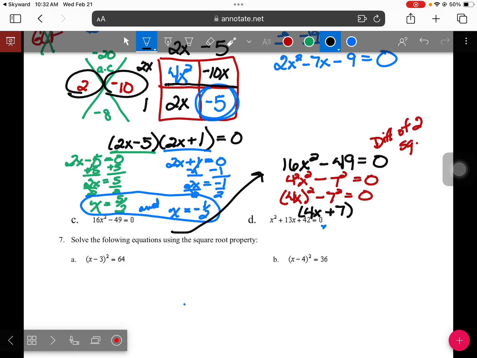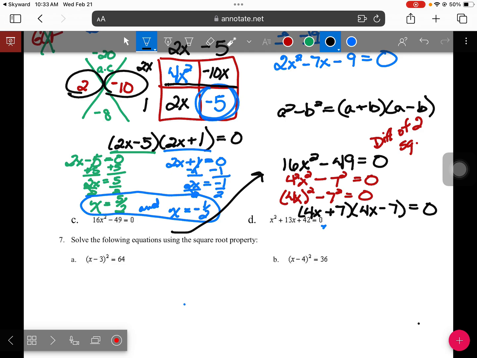So this is going to be 4x plus 7 times 4x minus 7. Do you remember that? A squared minus b squared. That's my favorite kind of factoring. A plus b times a minus b. Now, is that done? No. You would set each of these equal to 0 and solve for x.